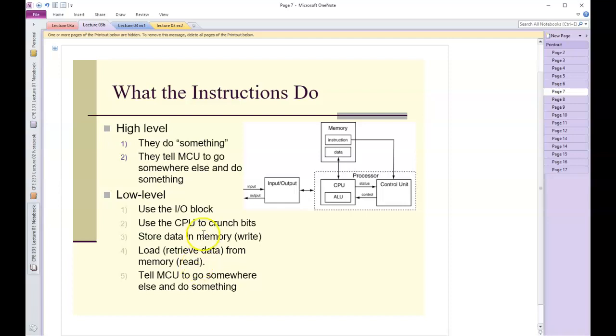So once again, I can actually do something, or I can tell the program to go somewhere and do something else. That means these are essentially branches. So instructions, I don't really do anything except go somewhere else, and you'll see that coming up.